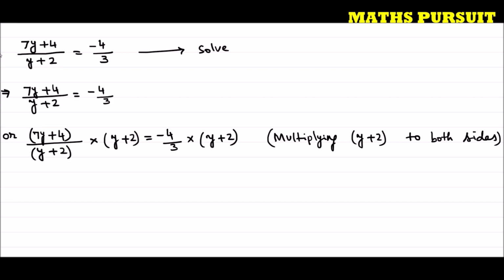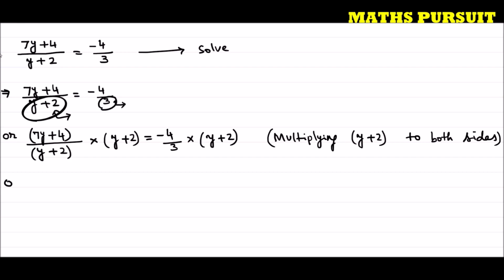Why am I multiplying y + 2? Our first intention for this type of questions should be to eliminate this denominator as well as this denominator. In order to eliminate first this denominator, I have multiplied y + 2, and subsequently in the next step I will multiply 3 to both sides to eliminate this denominator.